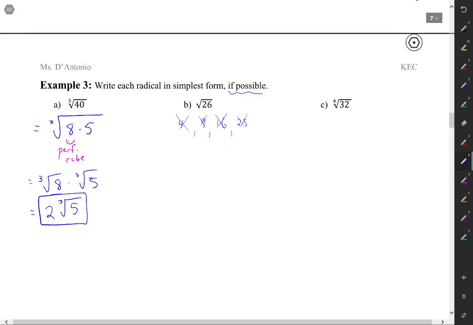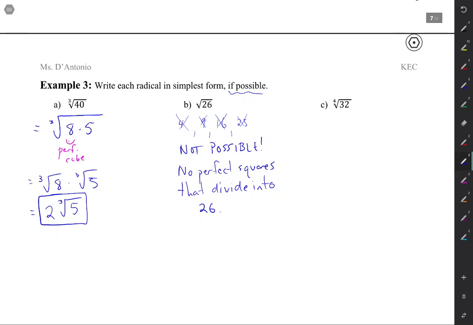So for this one, it is not possible. And the reason for that is there are no perfect squares that divide into 26. So therefore, this is in the simplest form possible already. Now let's look at the fourth root of 32.